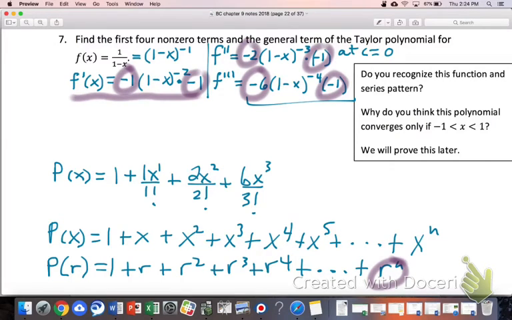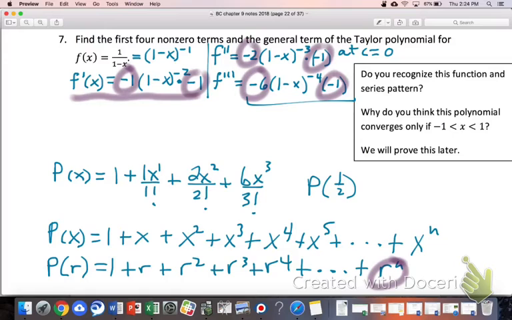So like if I wanted to find, say, p of 2, wouldn't that just be 1 plus 2 squared plus 2 cubed plus 2 to the fourth? If I wanted to find p of 1/2, it would be 1 plus 1/2 plus 1/2 squared plus 1/2 cubed, dot, dot, dot. Does that make sense? So if I found p of 2, couldn't you say that the common ratio is 2?